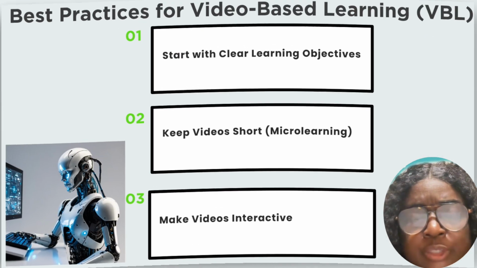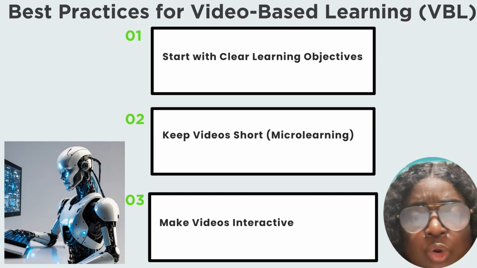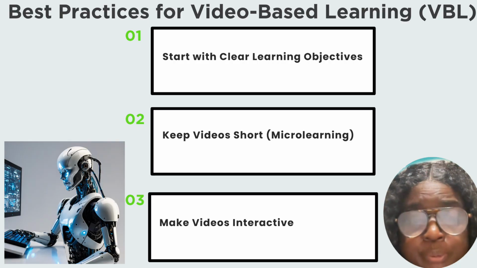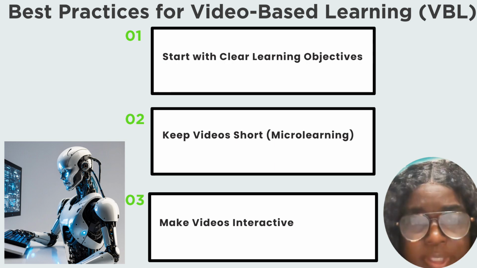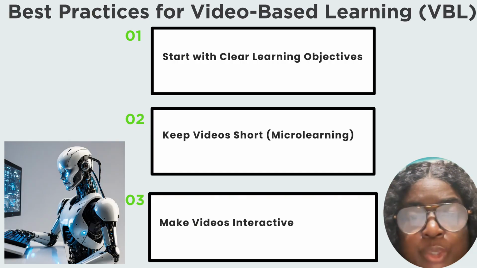Let's start with clear learning objectives. Before choosing or creating a video, you must ask, what should students know or be able to do? Every video should have a purpose. Two, keep the videos short, like micro-learning. Focus on one concept at a time. Why? Because students' attention drops quickly. Long videos equal lower retention. Therefore, we should break longer topics into smaller chunks.